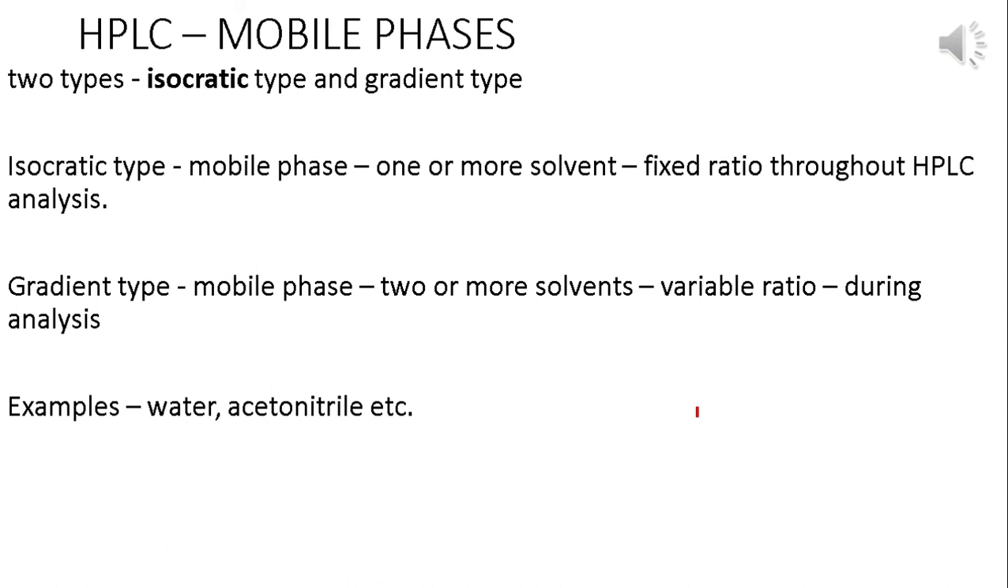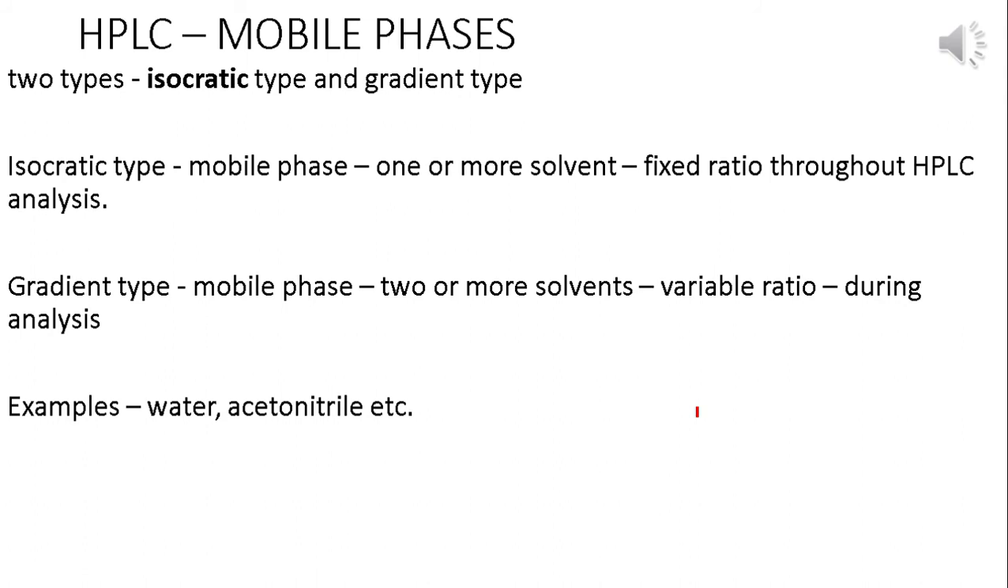The mobile phase of HPLC, which are liquids, are used in two ways. One is said to be isocratic, the other is said to be gradient. In isocratic method, solvent may be one or more, but always there is a fixed ratio throughout the process. For example, we say solvent A is 40% and solvent B is 60%. Then that 40:60 ratio is the same throughout the process. Then we call it isocratic.